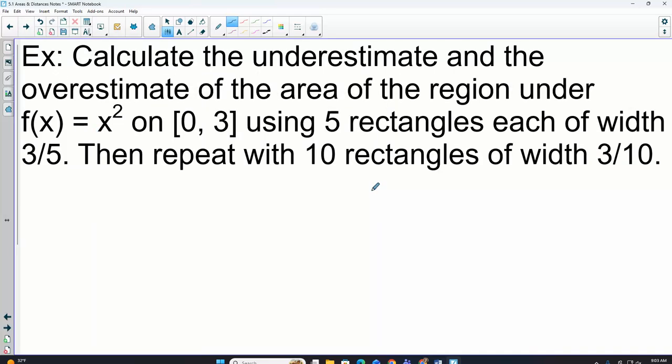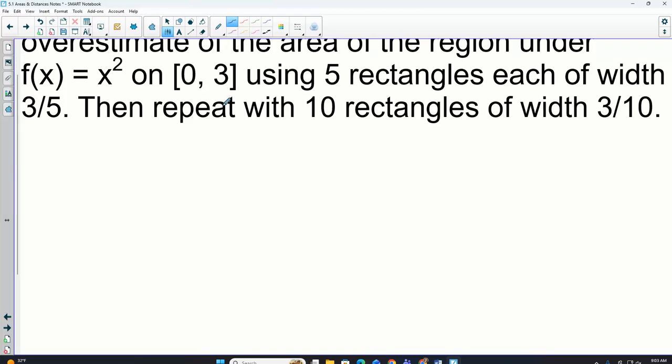So, if I want an under and over estimate of the area of the region f of x equals x squared on the interval 0 to 3, I'm going to do it 2 times. One time I'm going to use 5 rectangles, and one time I'm going to use 10 rectangles. You can certainly draw a picture, and I probably will for this first one, just to help us get started.